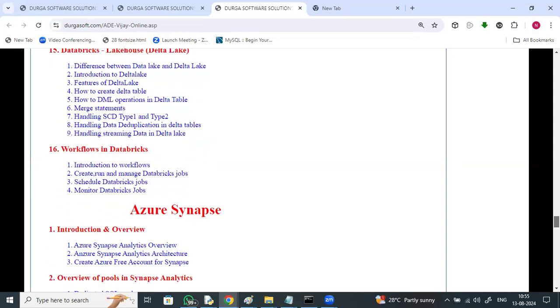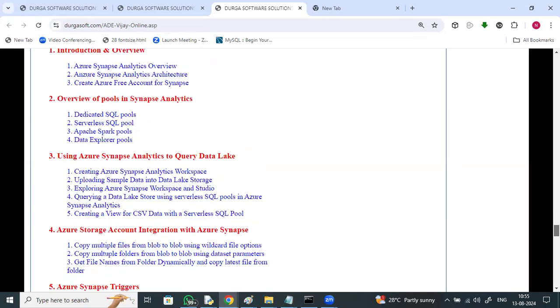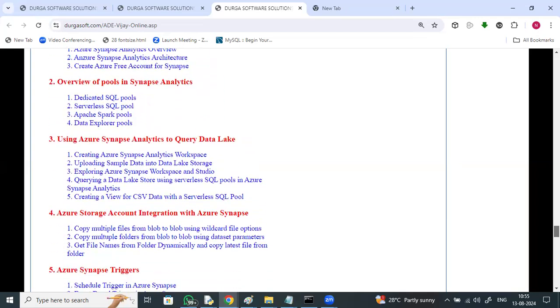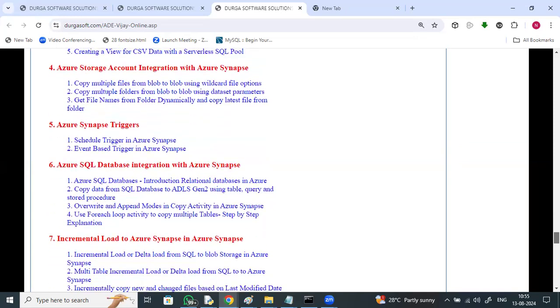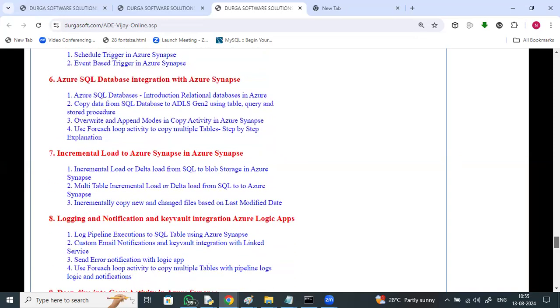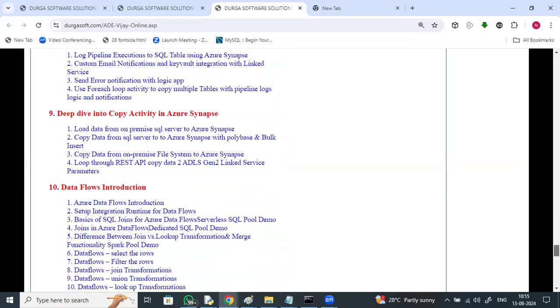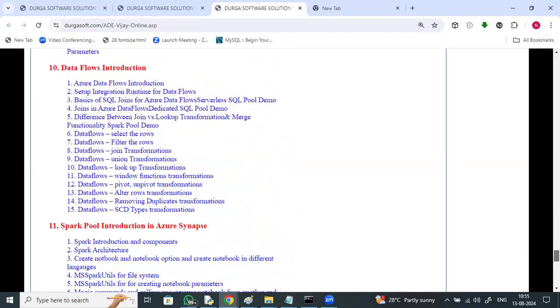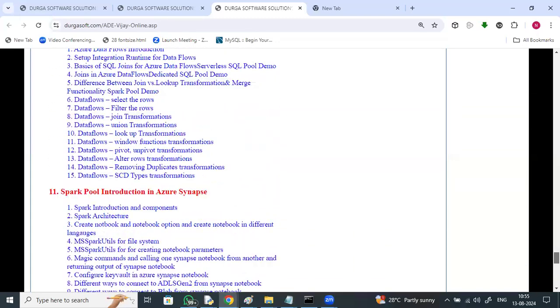workflows in Databricks, Azure Synapse, overview of pools in Azure Analytics, Azure Synapse Analytics to query the data lake, SQL data integration with Azure Synapse, incremental load to Azure Synapse, deep dive into copy activity in Azure Synapse, data flow introduction here, Spark pool introduction in Azure Synapse, these things in brief.